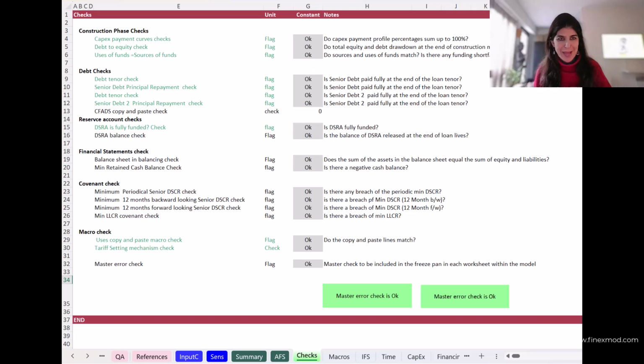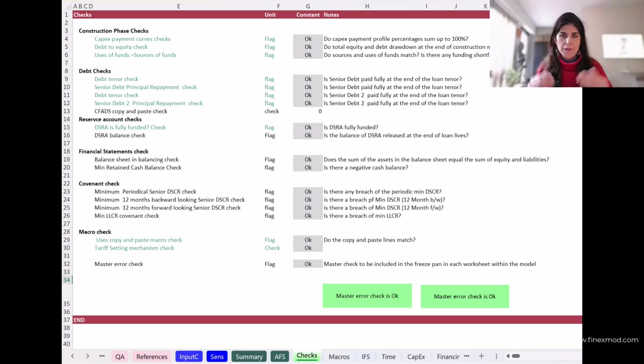Balance sheet should balance. Debt needs to be fully repaid. Debt service reserve accounts need to be fully funded throughout the project. So these are the typical checks that you want to include in the model and show your users that, at least, the model is working properly.